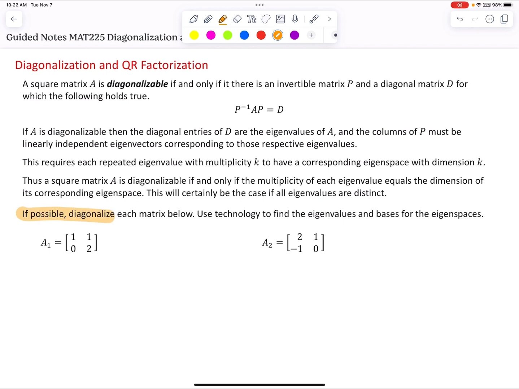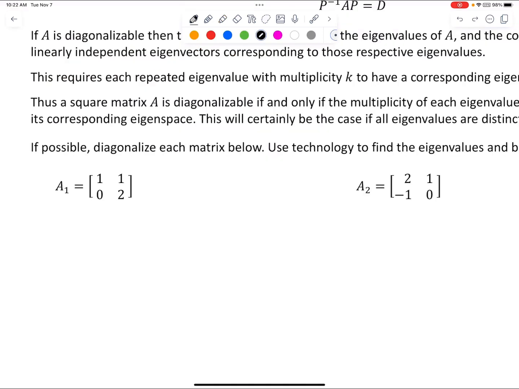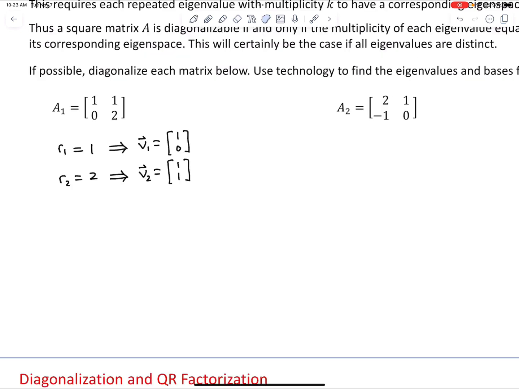If possible, diagonalize each matrix below. Use technology to find the eigenvalues and bases for the eigenspaces. In this first case, I use an eigenvalue calculator to get the following eigenvalue-eigenvector pairings. The two eigenvalues are distinct, so they correspond to one eigenvector each to form a basis for its eigenspace. And we learned in previous lectures that eigenvectors corresponding to different eigenvalues are guaranteed to be linearly independent, which is clear in this case. Neither vector is a multiple of the other.